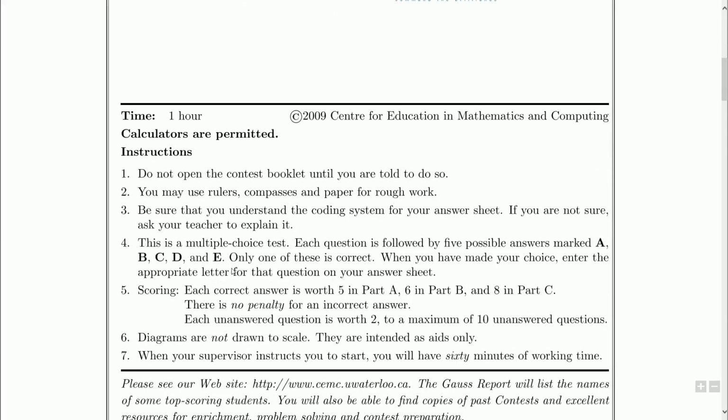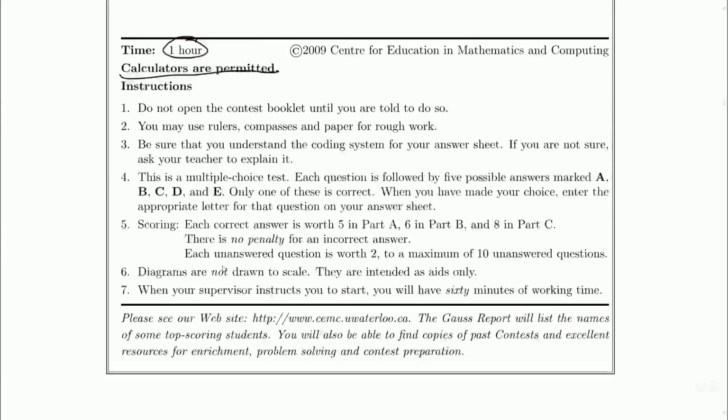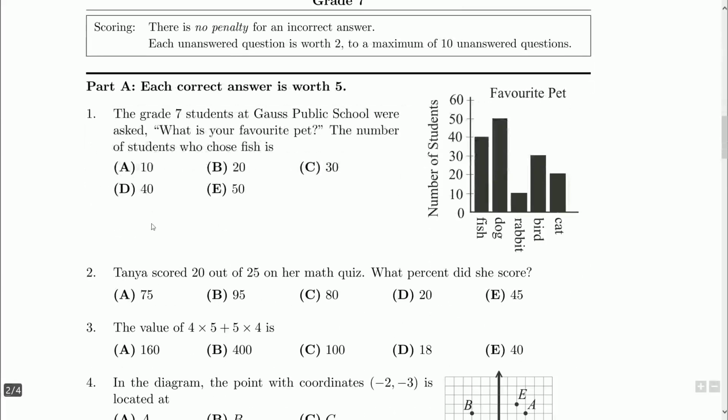For those of you who haven't written a Gauss before, a couple things to note: you have 1 hour when you're actually writing them live. Calculators are allowed. I've got mine handy. Hopefully you've got yours. And it's multiple choice. As I've mentioned, there's always going to be 5 answers, A, B, C, D, and E. Only one of them is going to be correct.